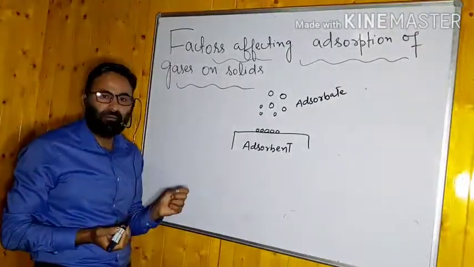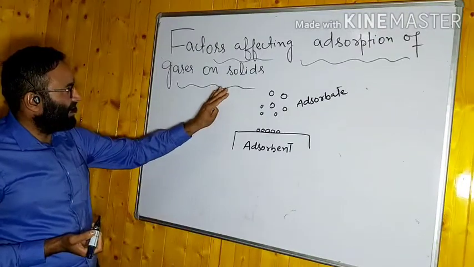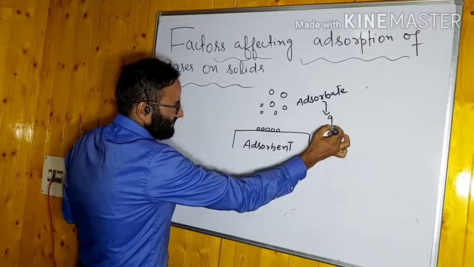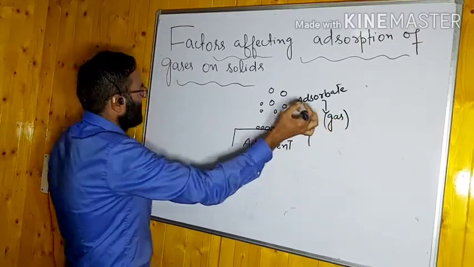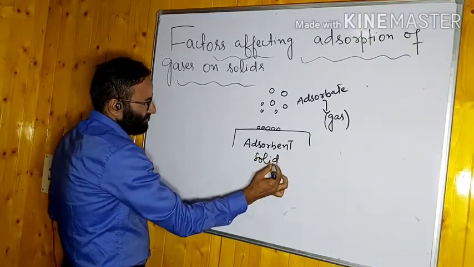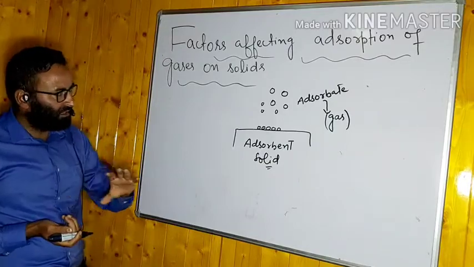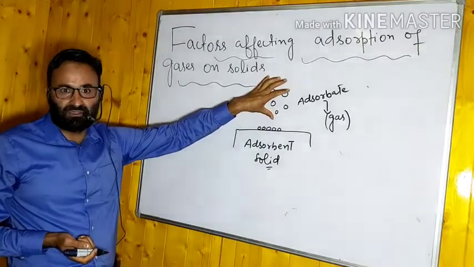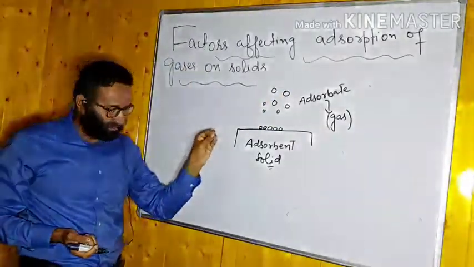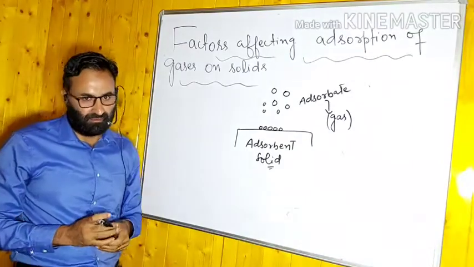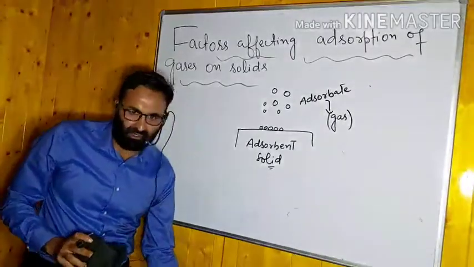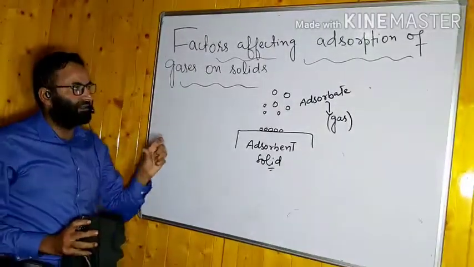Here it is clear from the heading that you have gas. The adsorbate is gas, and the adsorbent surface is solid. This is the topic: what are the various factors which affect the adsorption of gas molecules on the solid surface? The adsorbent surface here is solid. There are 5 factors you have to mention in this topic.